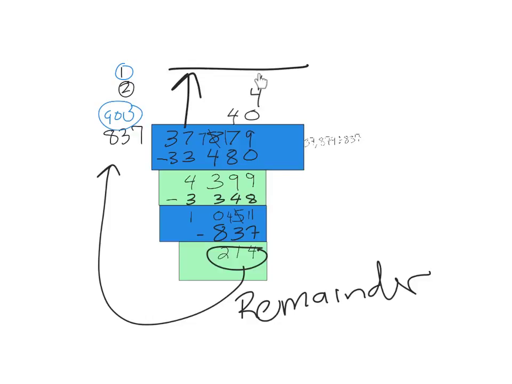And I get 4 plus 1 is going to give me 5 right here. And then 4 and nothing will give me a 4 right there. And then I got to plug my remainder, which is 214 from right down here, right? So your answer to 37,879 divided by 837 equals 45 with a remainder of 214. That, my friends, is your answer.